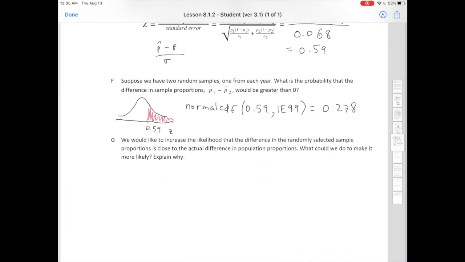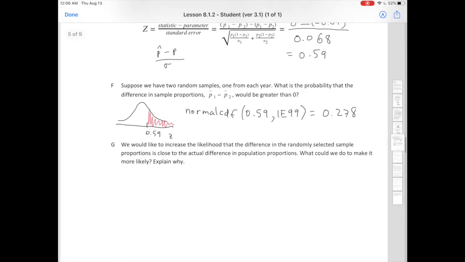We would like to increase the likelihood that the difference in the randomly selected sample proportions is close to the actual difference in population proportions. What could we do to make it more likely? So the way that we would do that is we would want to make our sample proportions close to the mean, and the way we can make it close to the mean is by having a smaller standard error. And the only way we could decrease our standard error is increasing the sample sizes. So let's write that down.